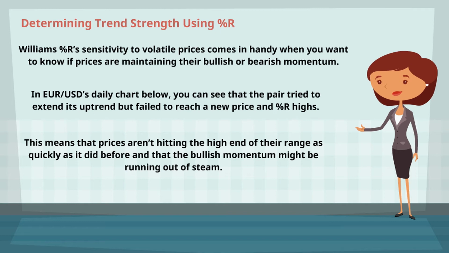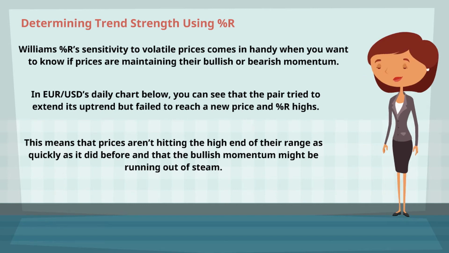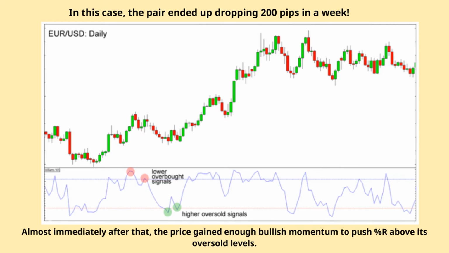Williams %R's sensitivity to volatile prices comes in handy when you want to know if prices are maintaining their bullish or bearish momentum. In Euro-USD's daily chart below, you can see that the pair tried to extend its uptrend but failed to reach a new price and %R highs. This means that prices aren't hitting the high end of their range as quickly as they did before and that the bullish momentum might be running out of steam. In this case, the pair ended up dropping 200 pips in a week. Have a look at the below figure.